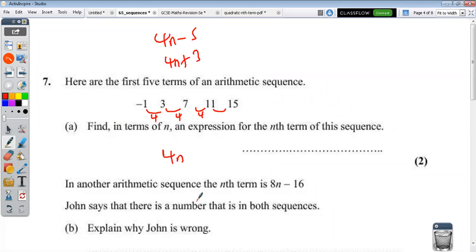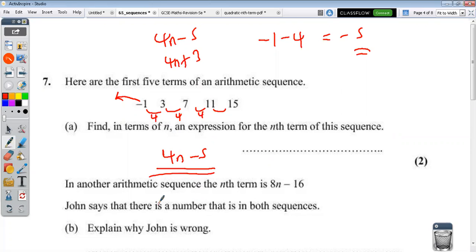But you are forgetting something here. I said you think of the term before. What should we do here? We should say minus 1 minus what? Minus 4. What do you get? A minus 5. Minus 5. Are we together?